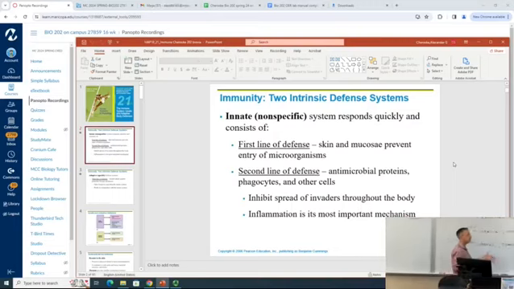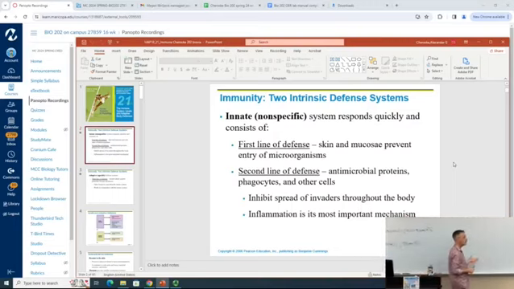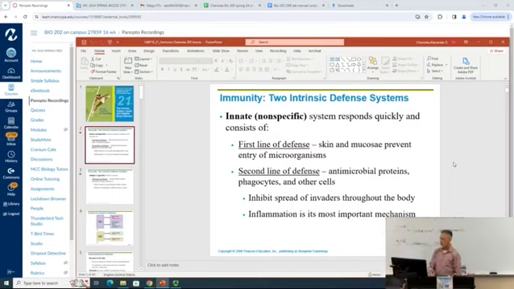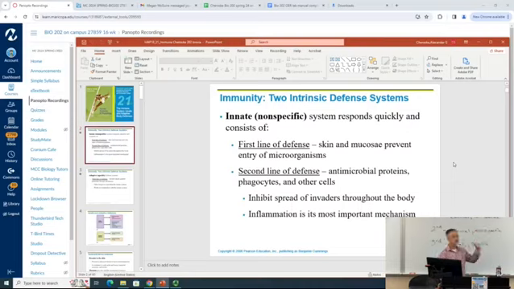So sometimes even your third line of defense that has memory will forget. Okay, and you have to remind it. You have to relearn and things like that. That's why you may need to get a booster of something. So we'll talk about that too. Okay, so that is the organization, right?